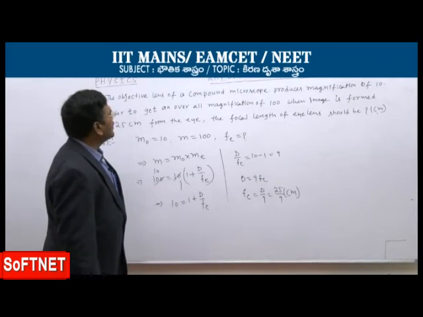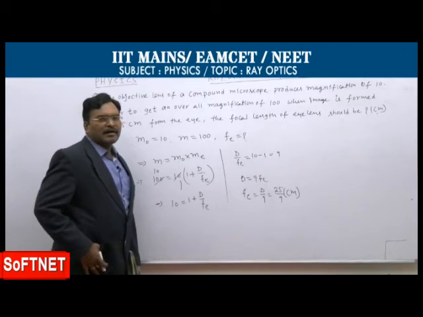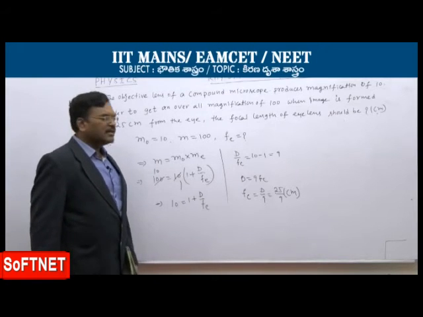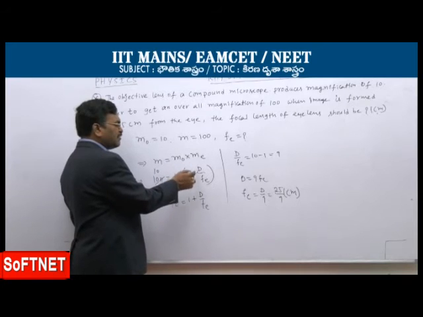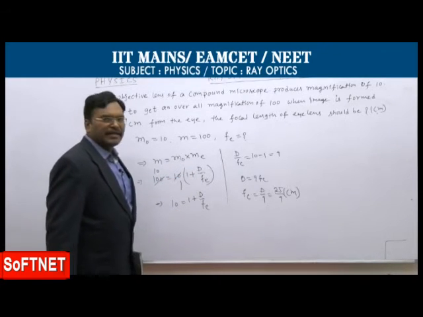Overall magnification is given and objective magnification is given, but they are not asking for the magnification of the eyepiece. Directly they are asking for the focal length of the eye lens. So when the image forms at the near point, the magnification is M naught into Me, and Me is 1 plus D by Fe.